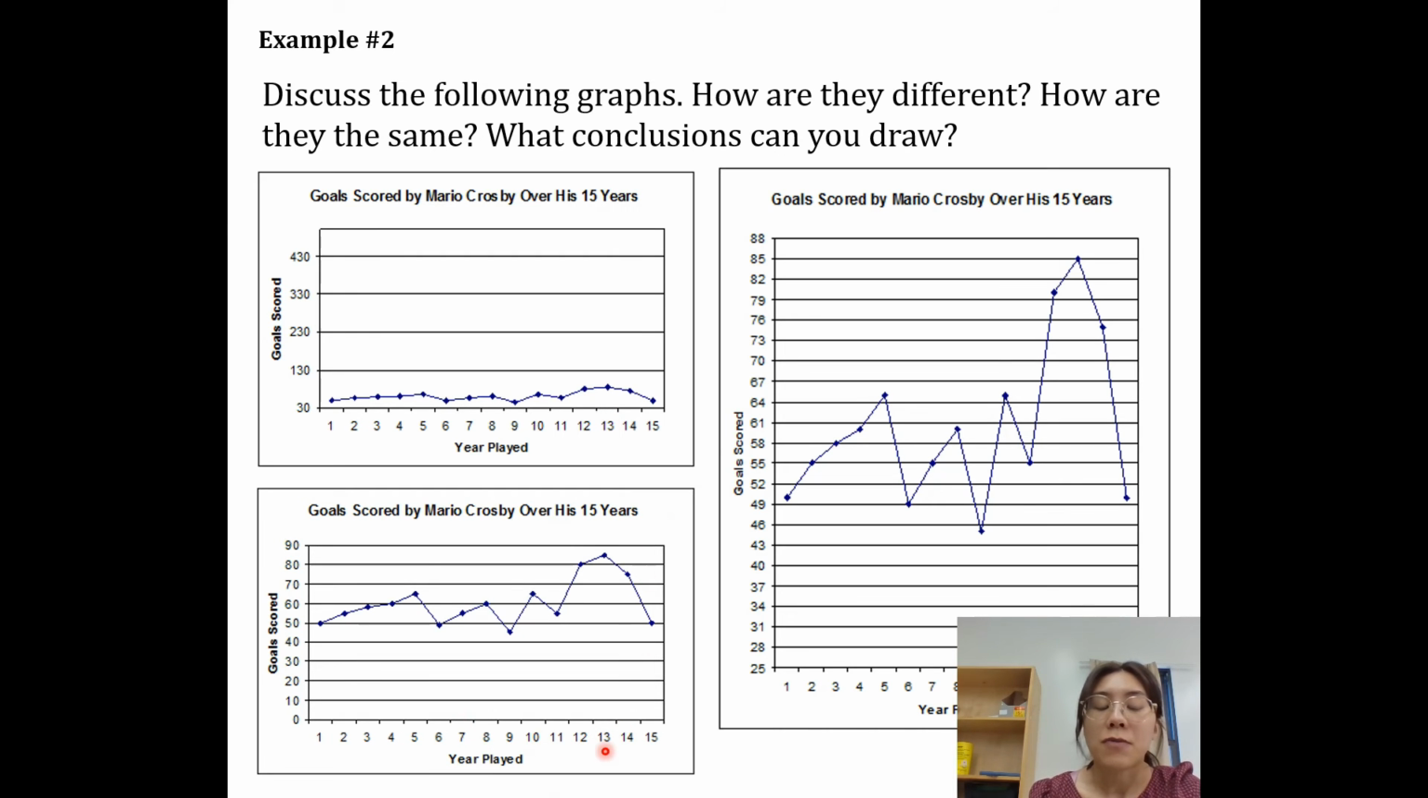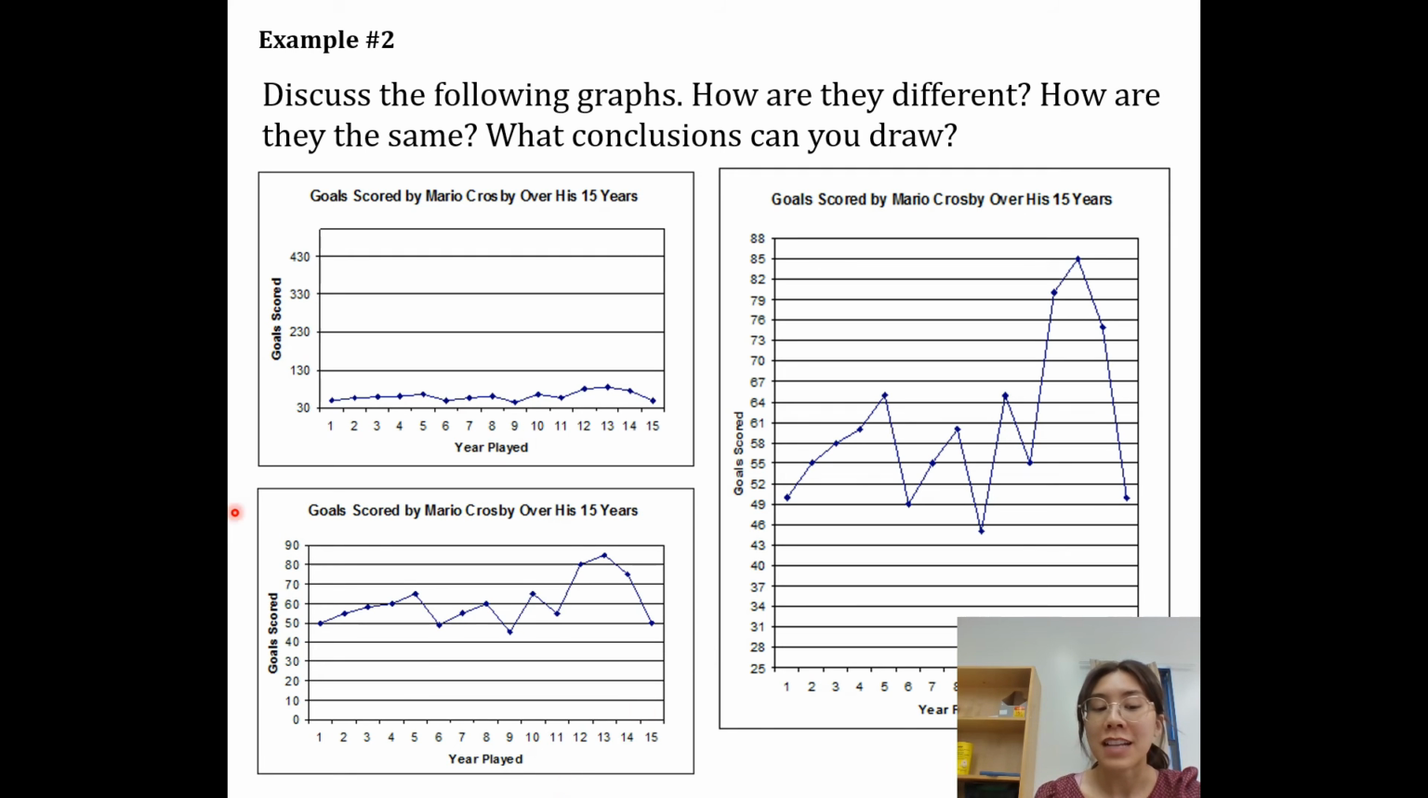Now, if you look at graph number 2, the scale is slightly different. The scale starts at 0 this time, and we notice that, oh yes, there's actually a trend in the goals he has scored over the years. Okay. Now, in graph number 3, the scale is slightly different. It is a little bit more zoomed in. And yes, we can also see that there are trends in the way he's scored over the years. Now, think about this. If you were to be given this data set, which graph would you use?